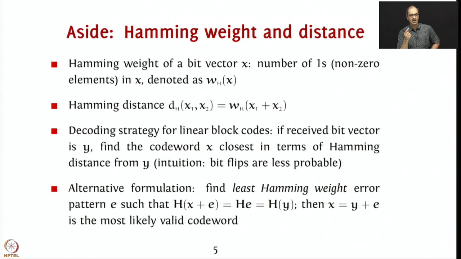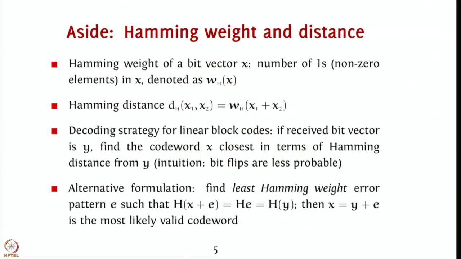Why is this the best strategy? See, the most likely event that has occurred, for p being less than half in a binary symmetric channel, is that no errors have occurred, which means perform 0 bit flips. The next likely event is that one bit error has occurred, so we will flip one of the bits and check whether we get a code word. The next likely event is 2, and we keep performing this and finding out which of these modifications results in a code word that is at minimum distance from the actual code word x. In other words, we want to find a code word x that has minimum Hamming distance from y.